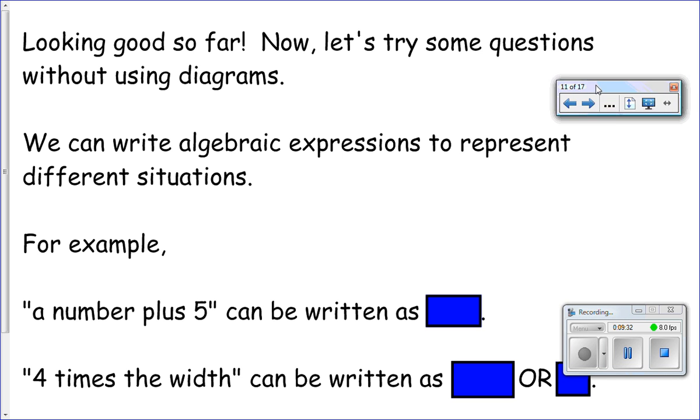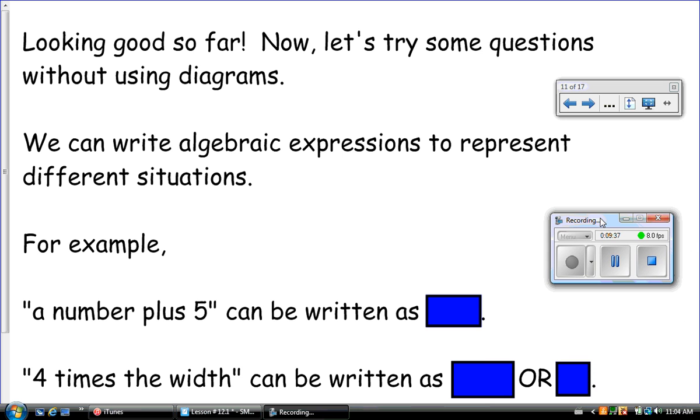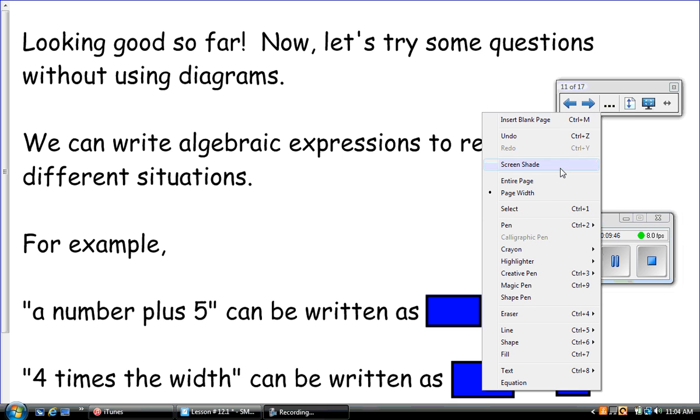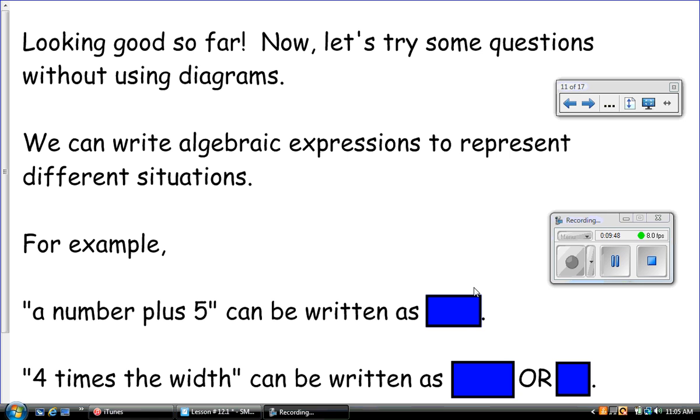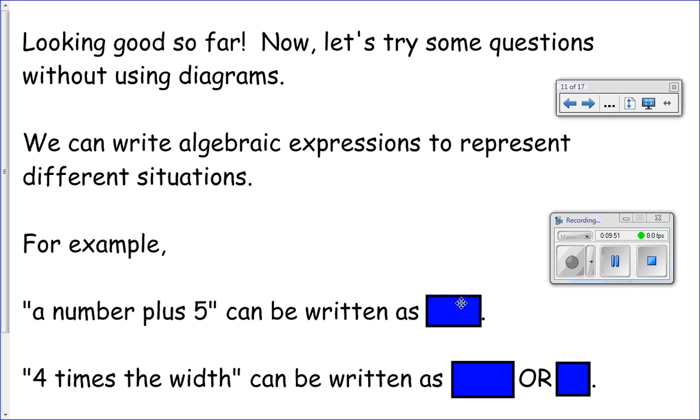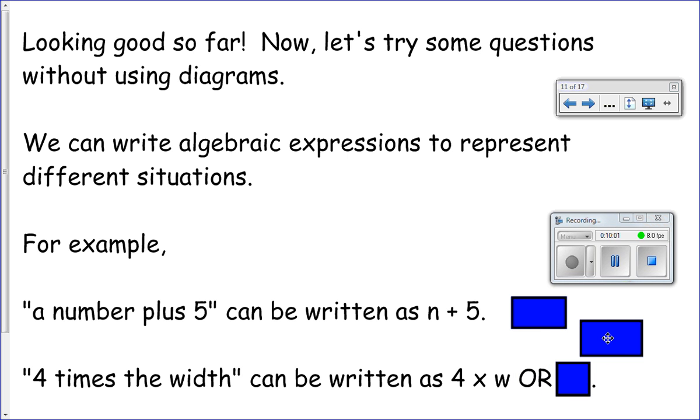Okay, I'm anticipating that we're doing pretty well with this. So now let's try some expressions without using diagrams. Okay, we can write algebraic expressions to represent different situations. So for example, a number plus 5, we can say n plus 5. Okay, 4 times the width, we can write that a couple of ways. We could say 4 times W, or, so we don't have confusion with the times sign here, we can just say 4W.